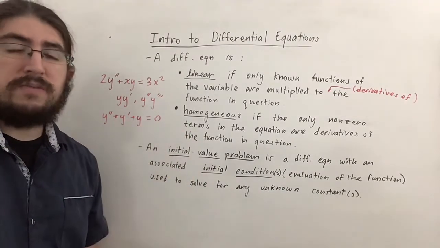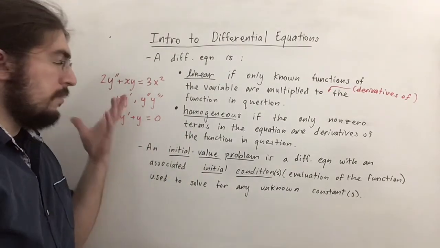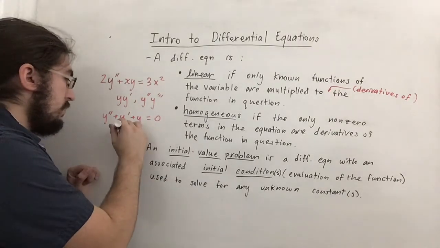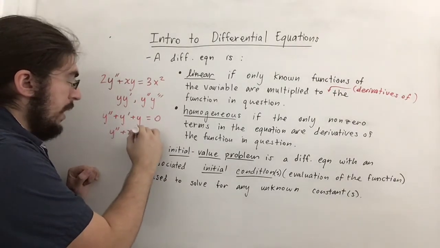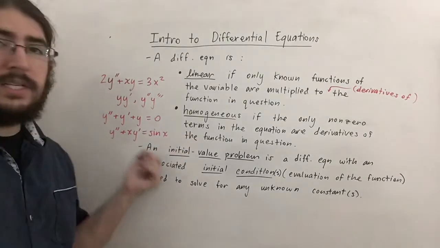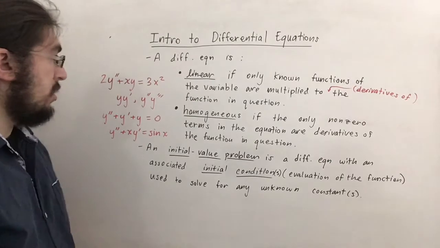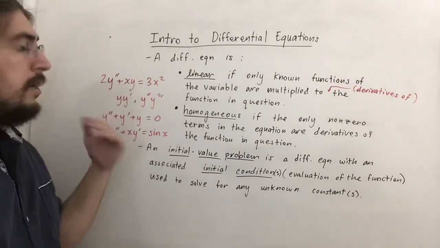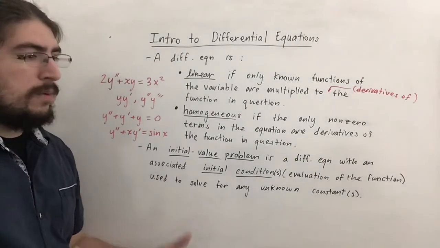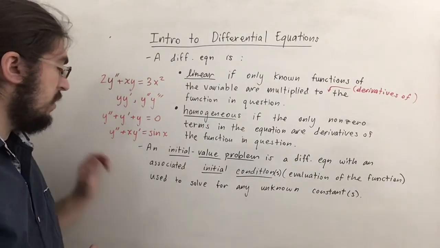In this case, of course, the function is y, where our variable usually is x, like I previously mentioned. So for example, y double prime plus xy prime equals sine of x. This is a non-homogeneous equation. Much like terms involving these terms mentioned up here would be non-linear equations. Okay? So that's just terminology we'll be seeing in future videos.